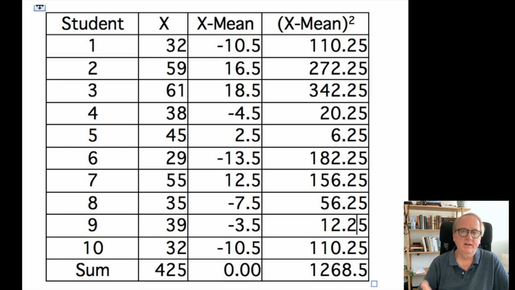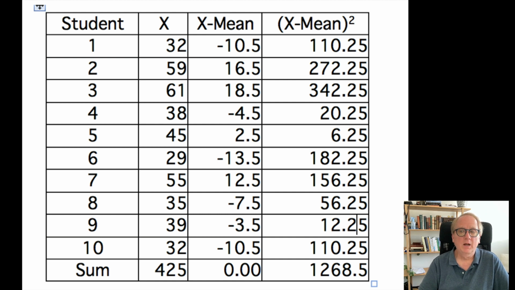Now, in order to figure out my estimate of the standard deviation, I've created 2 more columns over here where I took each person's x and subtracted the mean, 42.5, from it. So I've taken 32, subtracted 42.5, 59, subtracted 42.5, and so on, and figured out all those values in that column. Then in the last column, I took those numbers and squared them. All of this is just creating the steps we need to get our estimate of the standard deviation. You can see down there the sum of the squared differences is 1268.5.